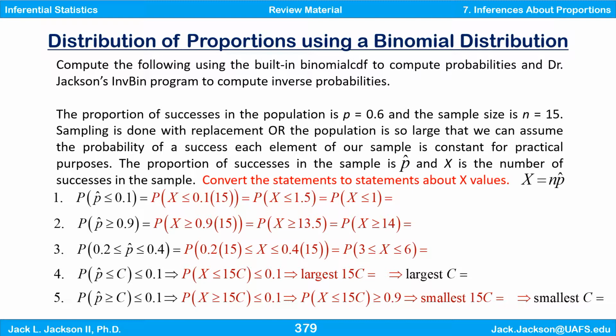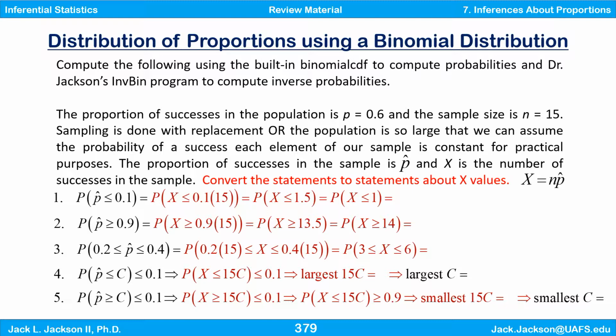The next one, when we multiply both sides by 15, which is the n, n p hat is x, and 0.9 times 15 is 13.5. This time we want x greater than or equal to that, so the first one that's greater than that can actually occur is 14, so we need x greater than or equal to 14. In this case, the sample size is 15, so we're doing the probability that x is either 14 or 15 here.